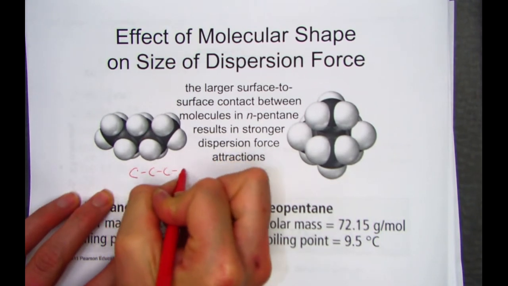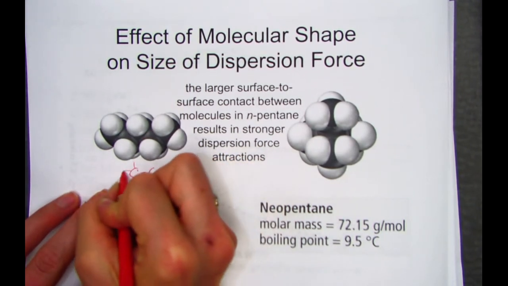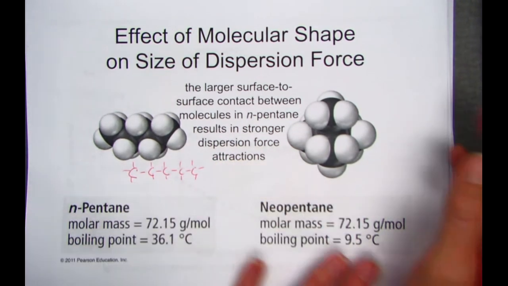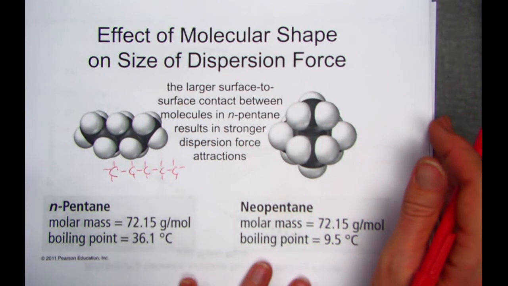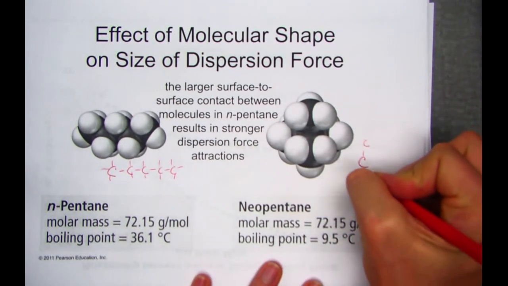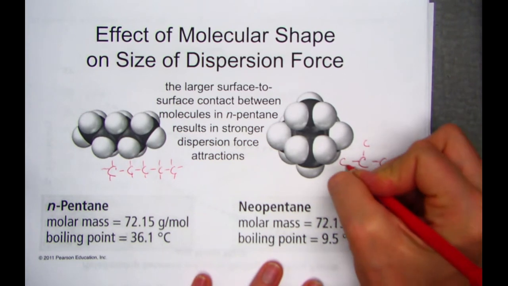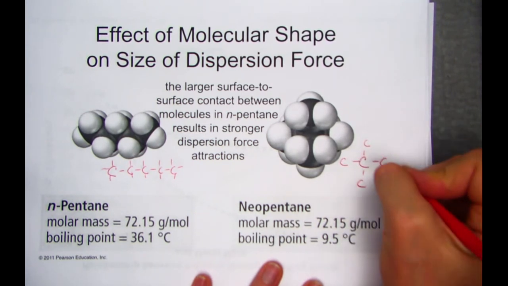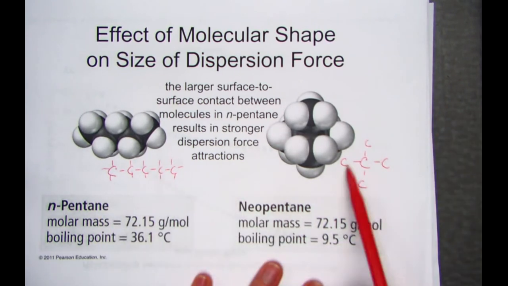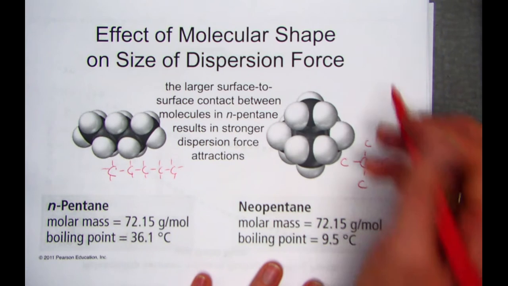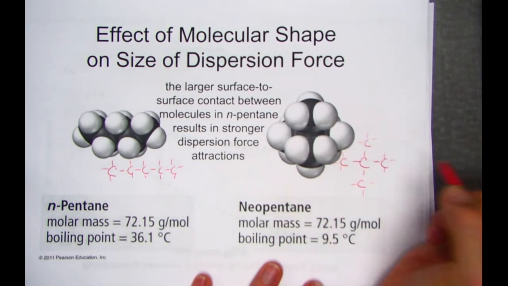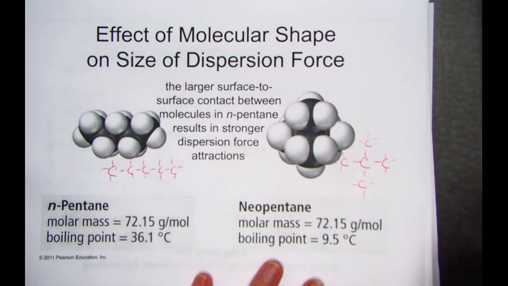Let me draw this to make sure we're understanding. This is a long hydrocarbon chain, just 5 carbons in a row, and those are hydrogens coming off like this. So a long carbon chain is a long surface area. However, in neopentane, they arrange the carbons a little differently. They attach them back to a central atom, 1, 2, 3, 4, 5 carbons, instead of in a straight chain. And yes, there are still hydrogens coming off there. So it's the same number of atoms, just rearranged a little differently.